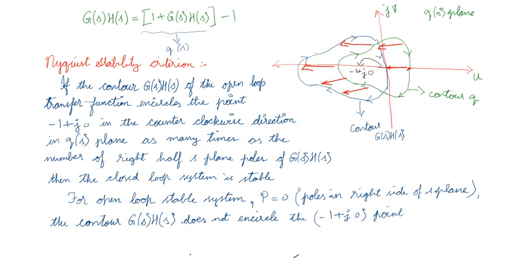Now we have shifted by minus 1. So instead of the origin, hereafter we are going to speak about minus 1 plus j0. Now, this is the Nyquist stability criterion: if the contour GH of the open loop transfer function encircles the point minus 1 plus j0 in the counterclockwise direction in the Q(s) plane as many times as the number of right half S plane poles, then the closed loop system is stable.